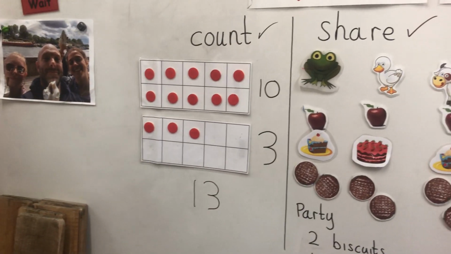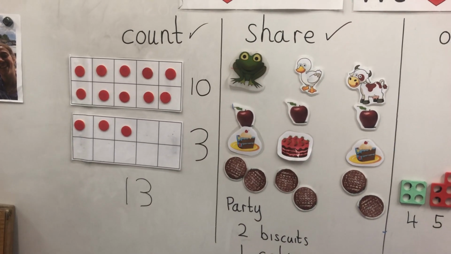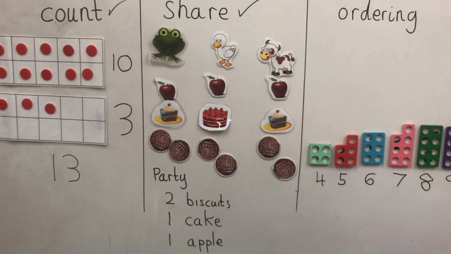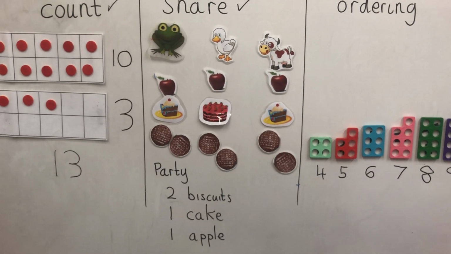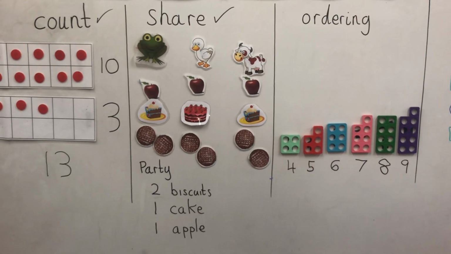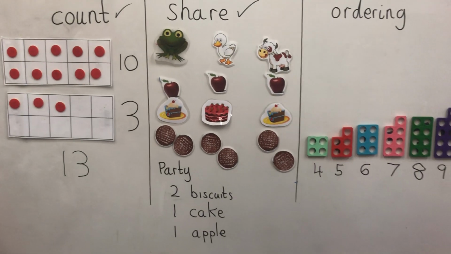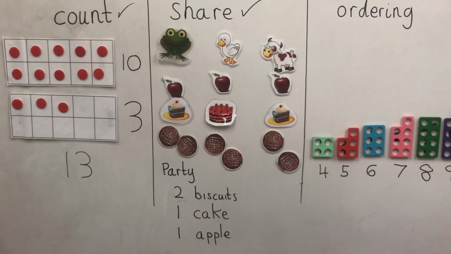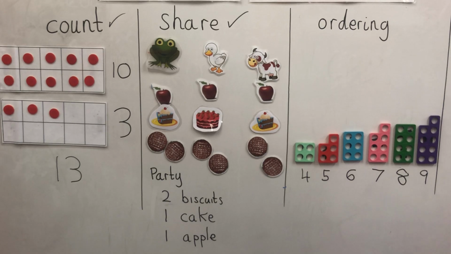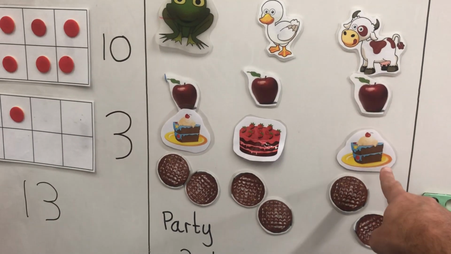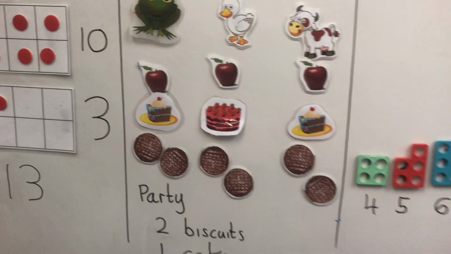At home, find 13 things, put them in a 10 frame, have a party with your parents, or your sister or brother, or your toys, and then work out what do we need from a party. How many biscuits we're going to have, how many cakes, how many apples, how many sweets, and then give everyone the same. Okay, and then write your shopping list. So my shopping list would be, for this party, I need 3 apples, 3 cakes, and 6 biscuits.